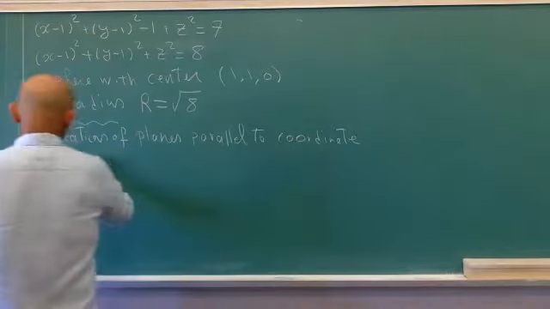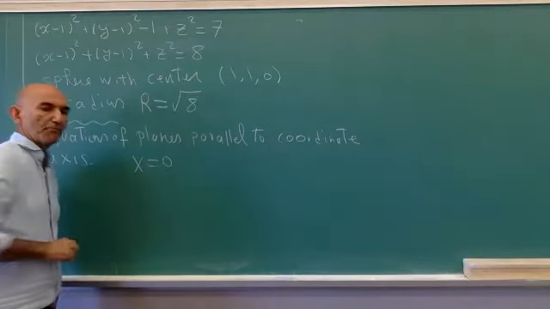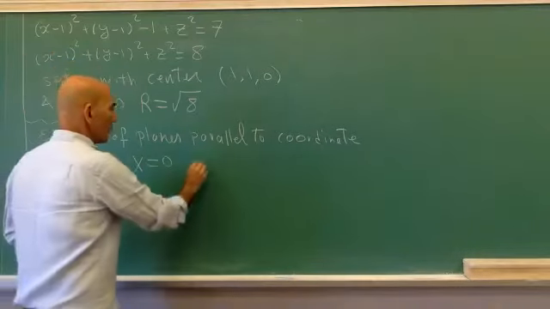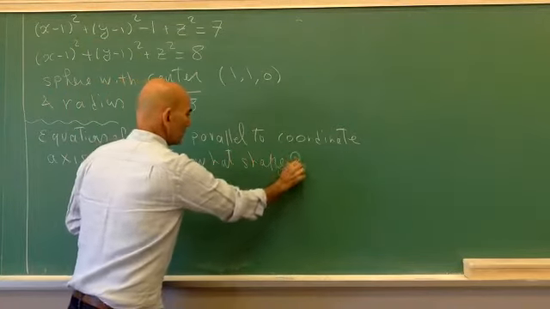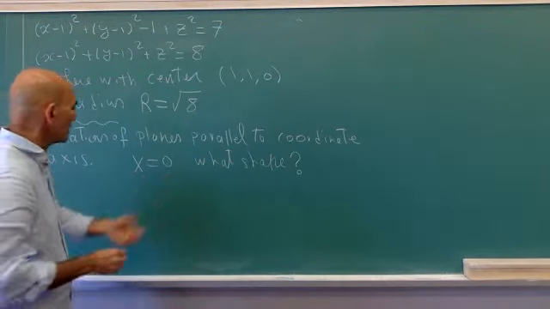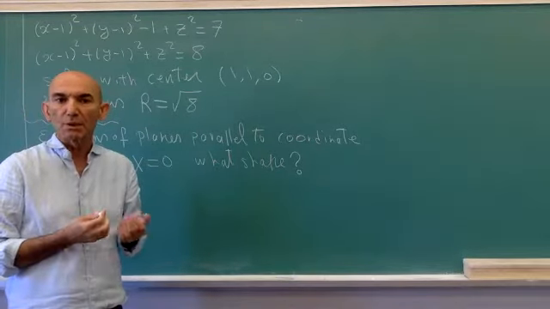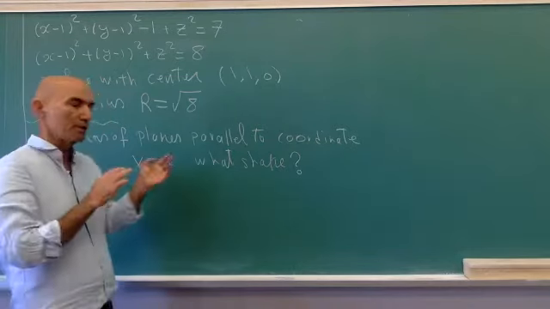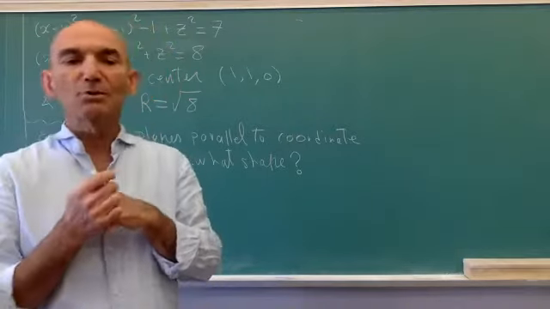First of all, let's look at x equal to 0. What kind of surface or shape does this represent? What shape is this? Okay, so let's look at what x equal to 0 means. It means the set of all points where the first coordinate is 0, but there is no condition on the last two coordinates. y and z can be arbitrary, but x has to be 0.